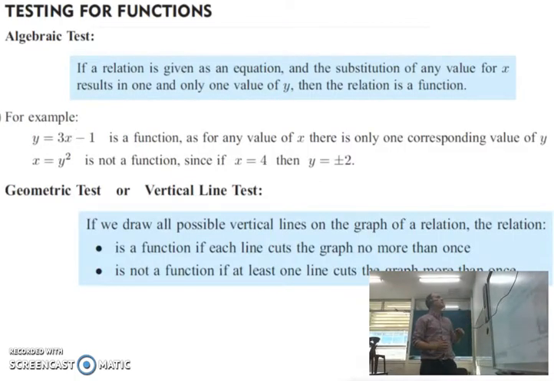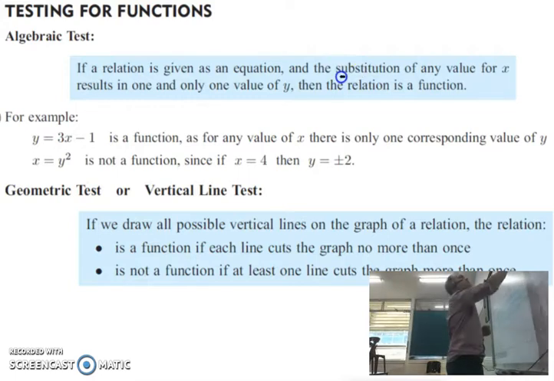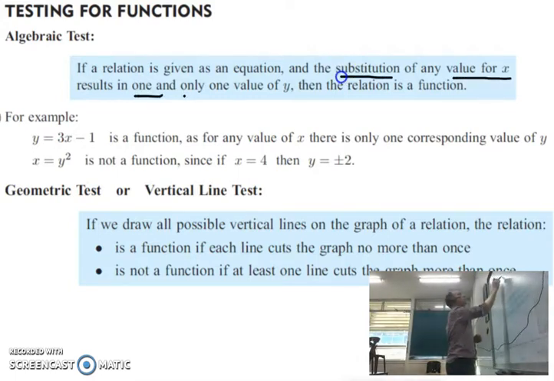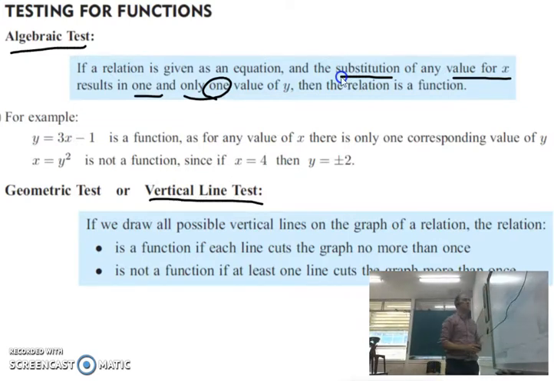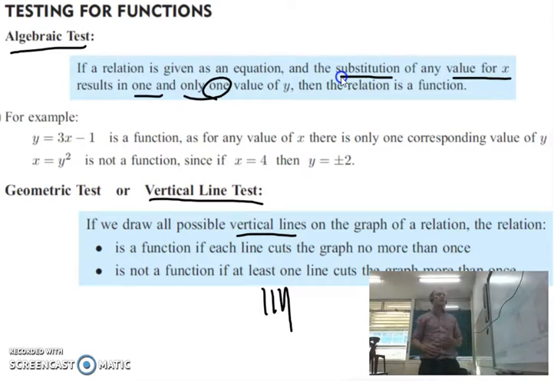If a relation is given as an equation and substitution of any value for x results in one and only one, so a unique value, then it is a function. So that's the algebraic test. The other one is the vertical line test. If you draw lots of vertical lines and each only cuts the graph once, then we can say that it is a function.